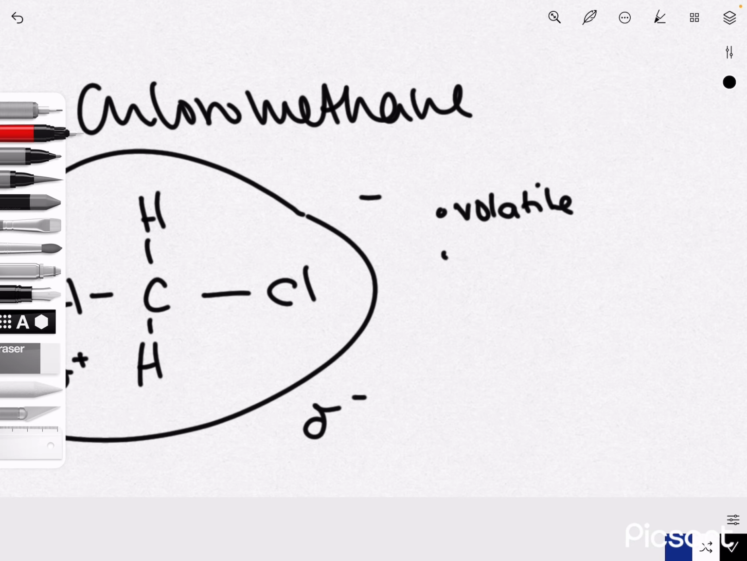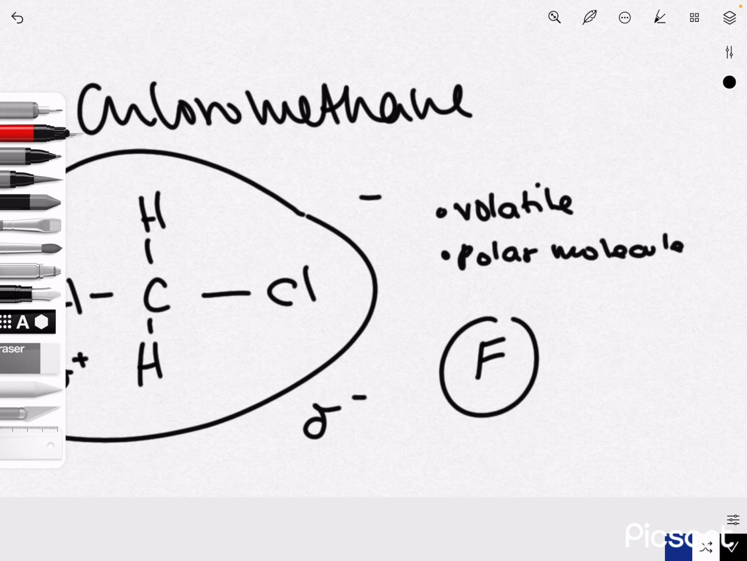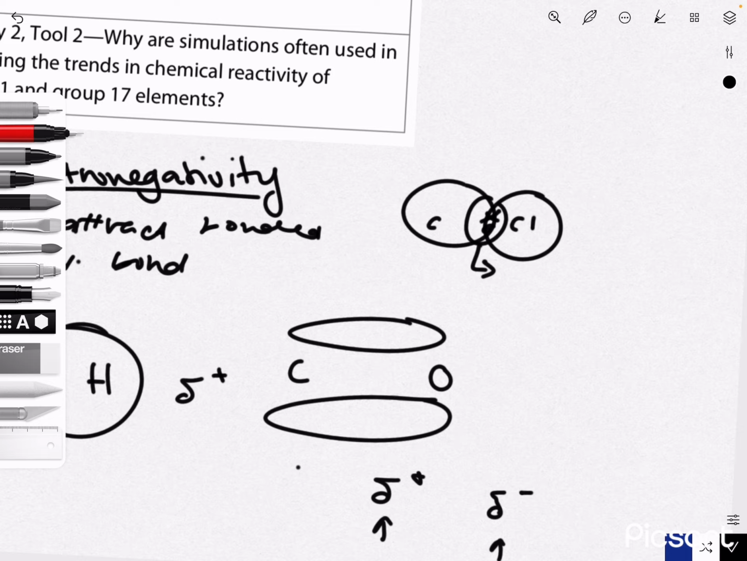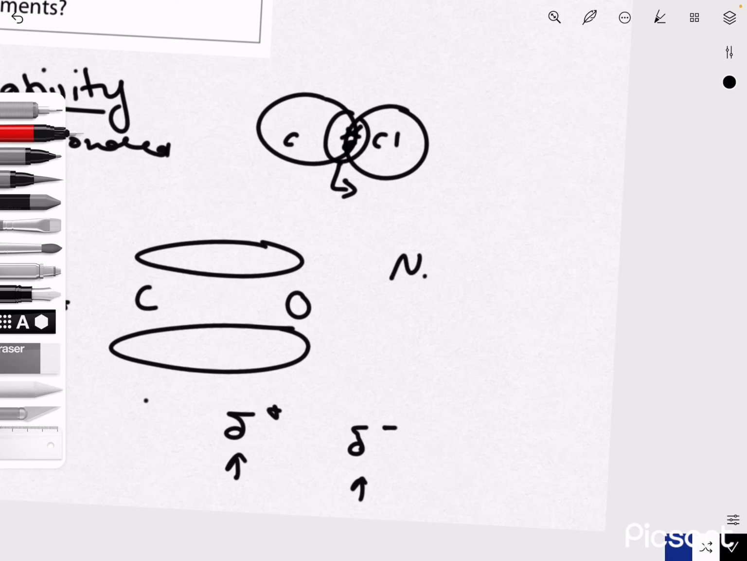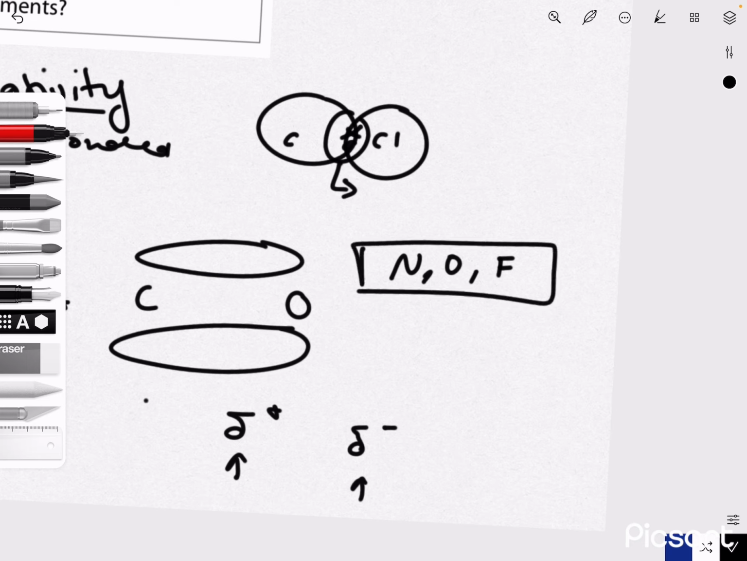And now chloromethane is quite volatile because of this. So as we said, polar molecule. And essentially, in terms of electronegativity, the closer you are to the element fluorine, the most electronegative of them all, the more electronegative it is. Electronegative triad: these are the three elements which are the most electronegative out of the periodic table: nitrogen, oxygen, and fluorine. Just keep this in mind.